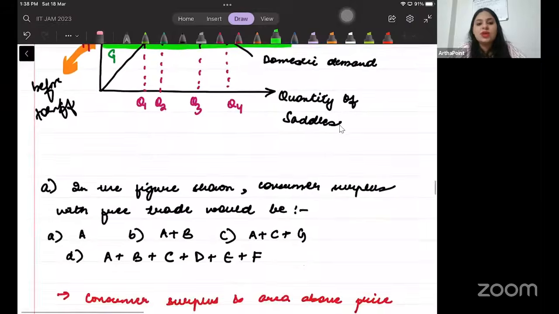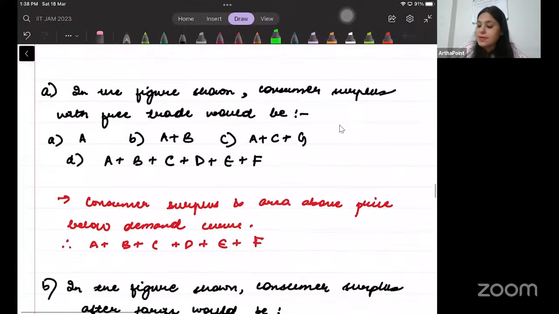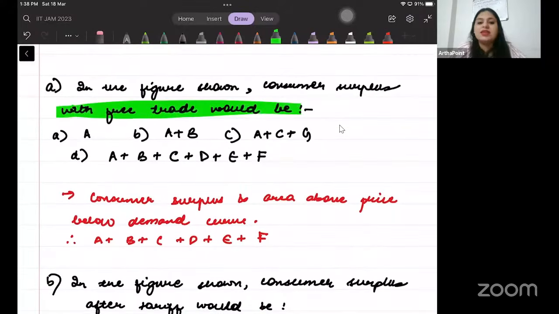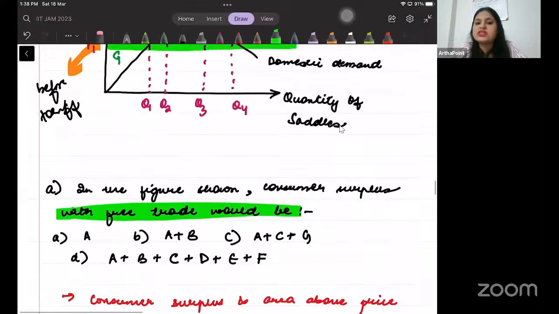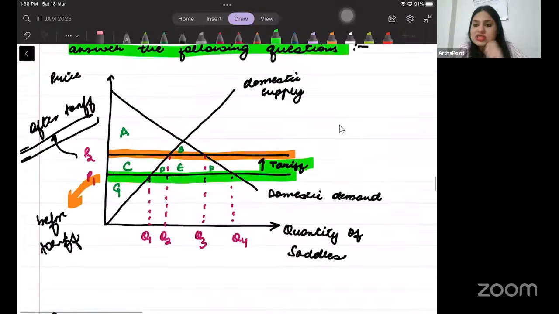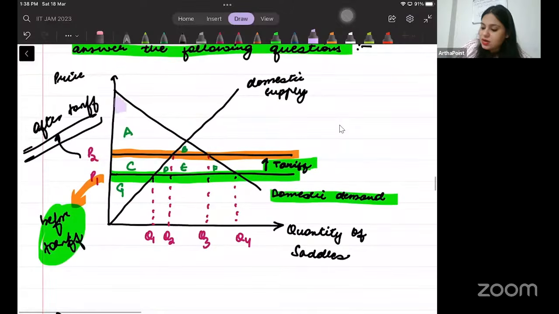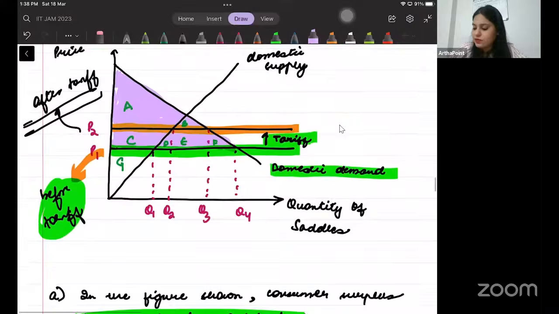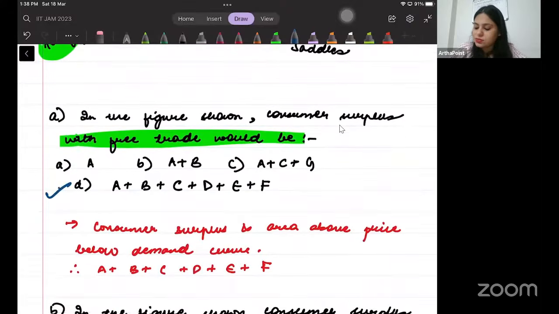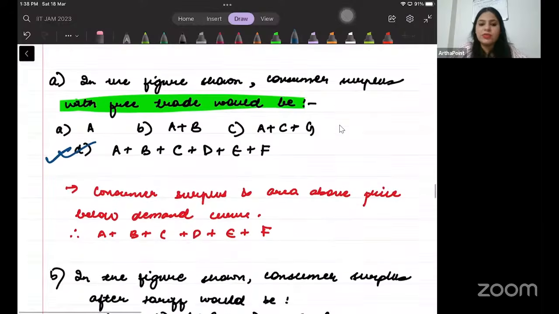Now this asks you, in the figure shown, consumer surplus with free trade would be. That means when there is no tariff involved, what is the consumer surplus? Consumer surplus before tariff will be the area below the demand curve and above the price. This part. So it will be A, B, C, D, E, and F. That means it is going to be this.